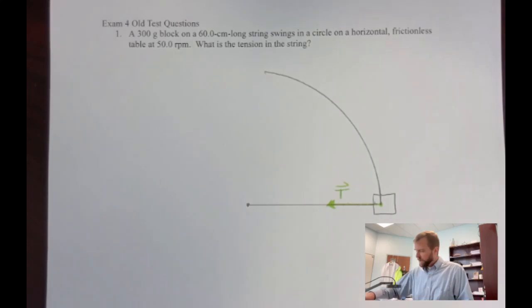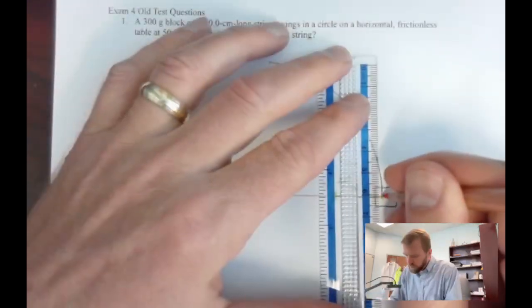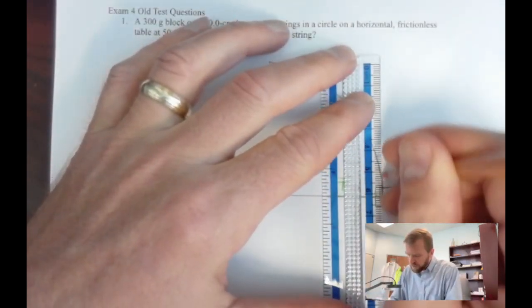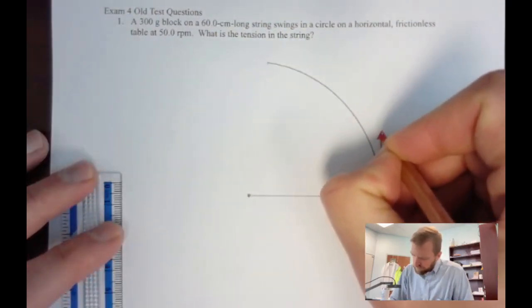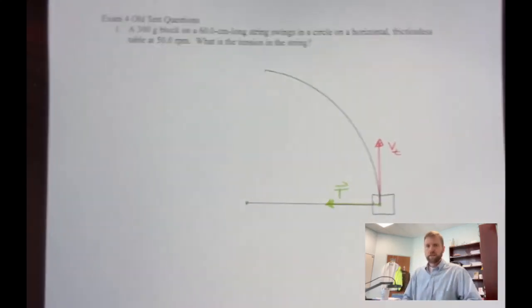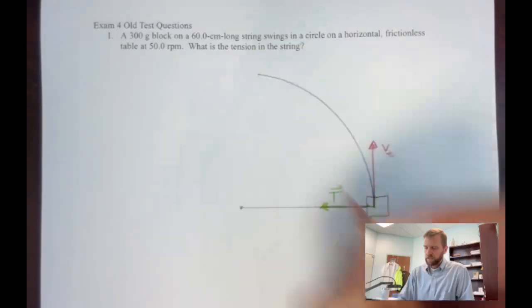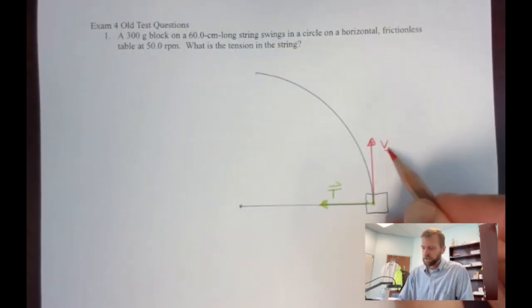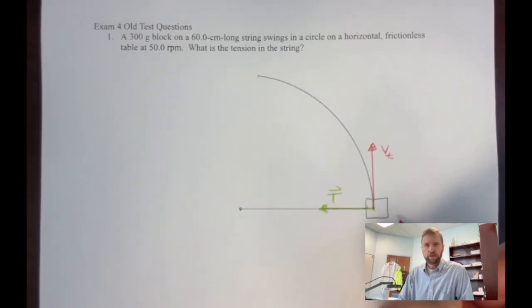All right, and so then let's also illustrate the velocity vector. The velocity vector at this point is straight up. This is the tangential velocity vector, which of course is constantly changing as it goes around, but the tangential speed is not, so that's constant as it moves around.